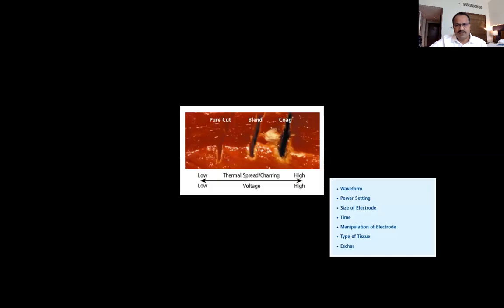So here again, this is the same thing I am explaining. If you see the voltage, when low voltage is there, the thermal spread is less. When high voltage is there, the thermal spread or charring is more. So low voltage is cutting current, so lateral spread is less. High voltage is the coag current, where the lateral spread is more. And then there are many different factors which will actually decide.